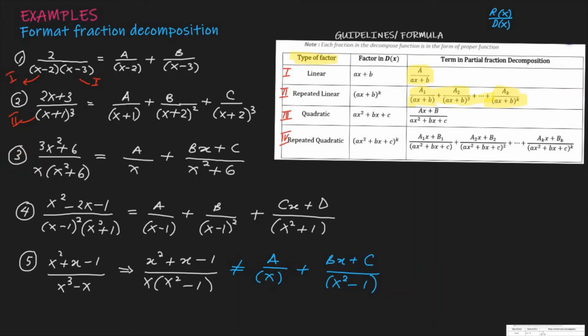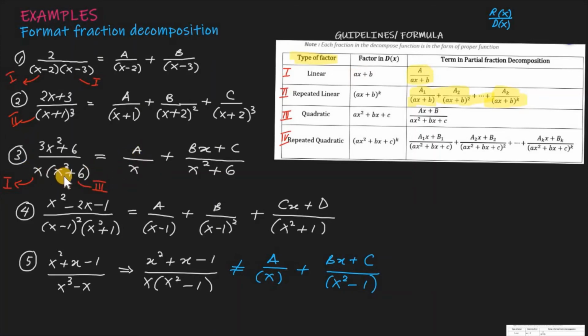Next, let's analyze question number 3. Here we have a linear factor, repeated, which is case 1, and here we have a form of a quadratic, an irreducible quadratic, meaning we cannot factorize further. So it's a combination between number 1 and number 3. For number 1, the format is a single a over the factor itself. The factor is x power 1.